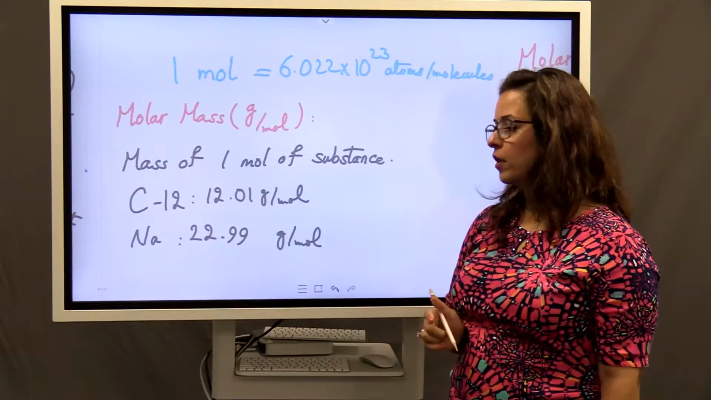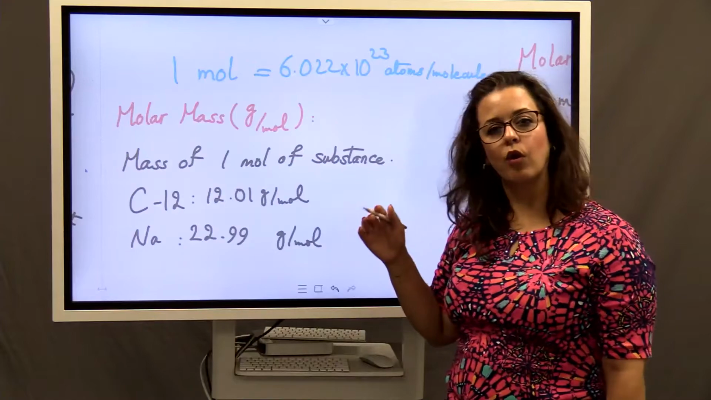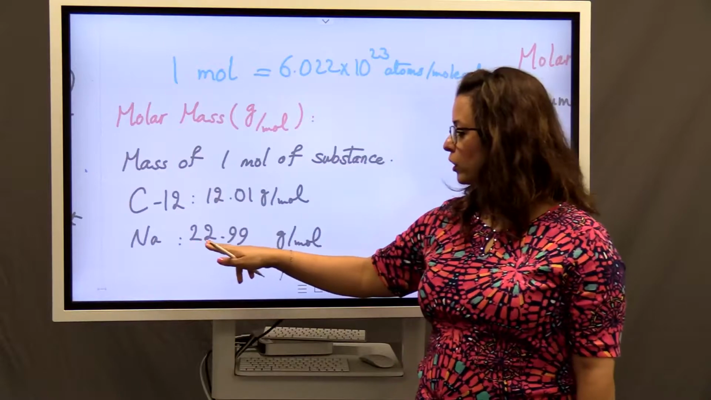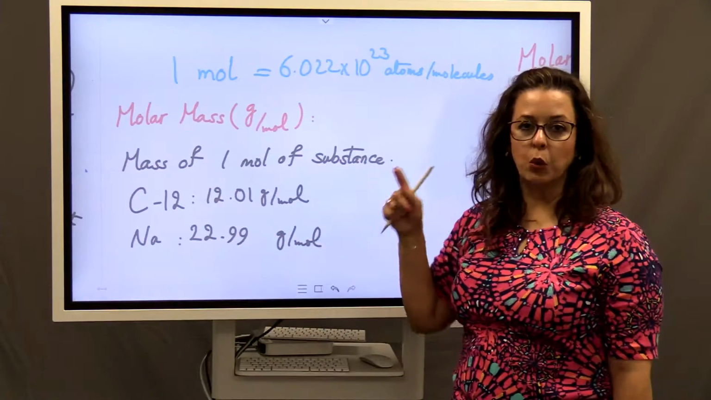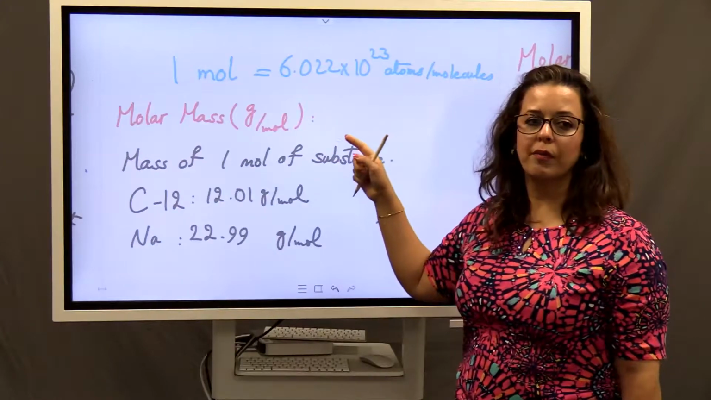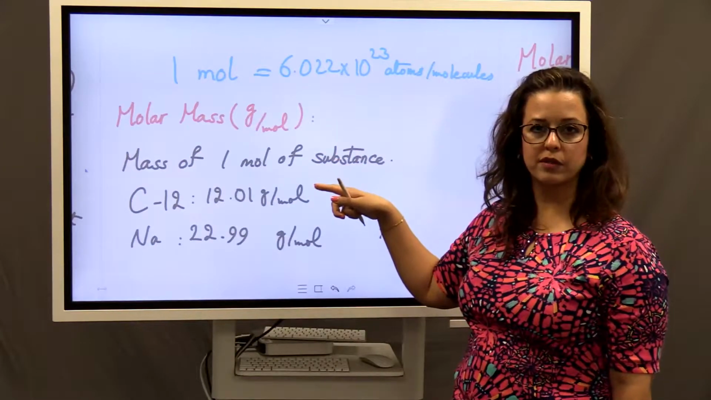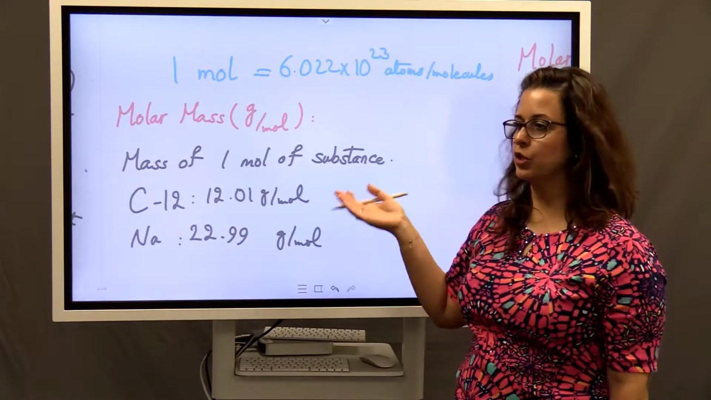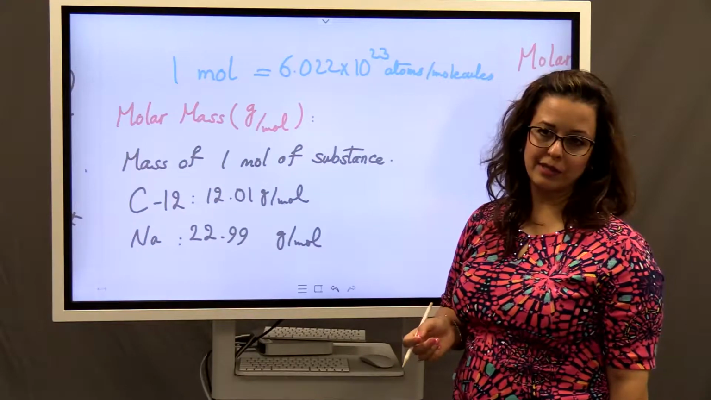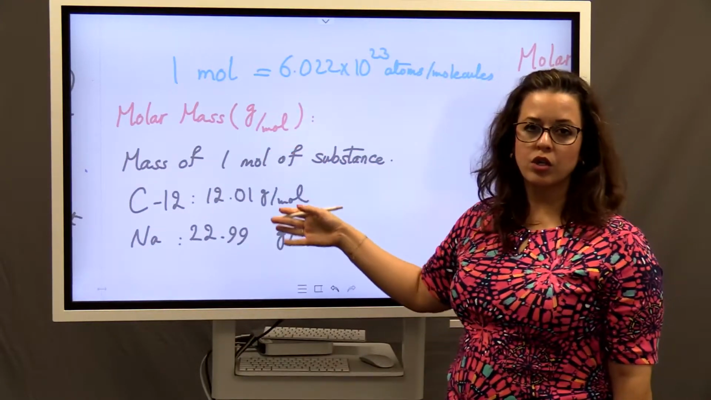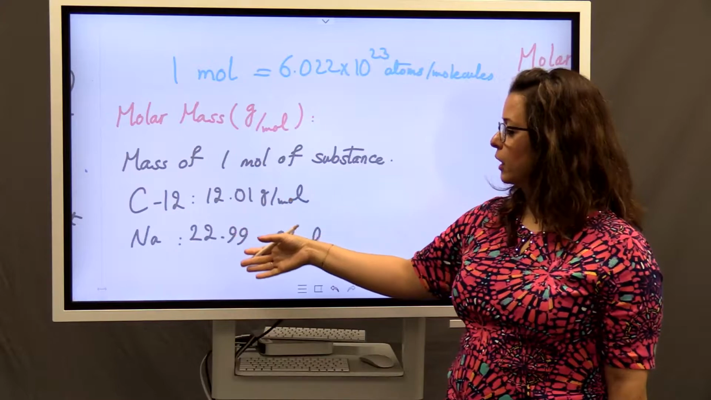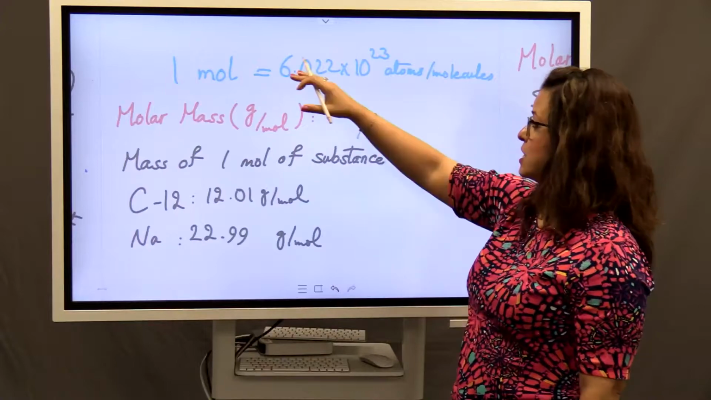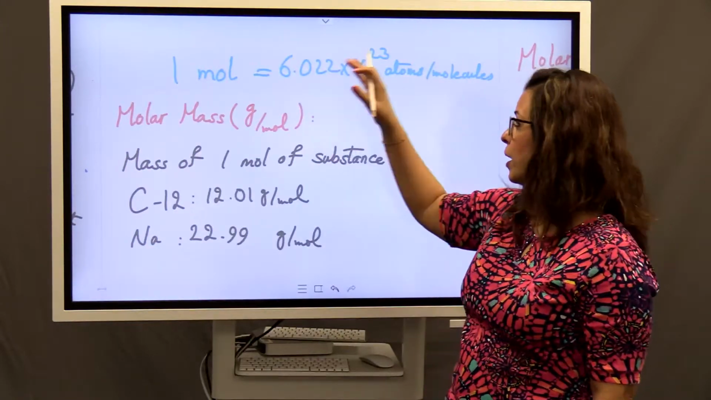Look at your periodic table and find the molar masses for all of the atoms you see in the periodic table. Like for sodium, it's 22.99 grams per mole. So what you see in the periodic table is the molar masses for the elements, for the atoms. Okay, the larger number you see, the smaller number is the atomic number, right? This shows the position of the elements. And the larger number is the molar mass. So the mass of 1 mole is the mass of this number of atoms or molecules.